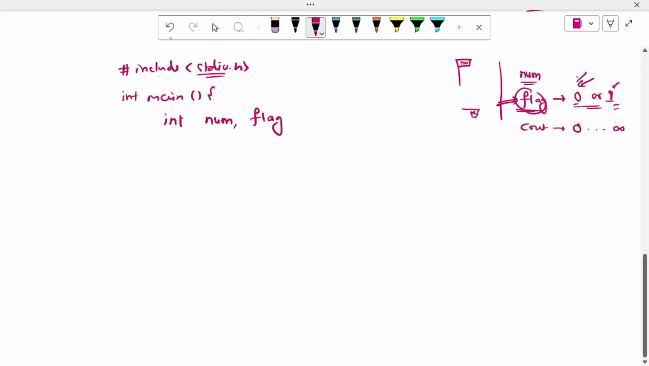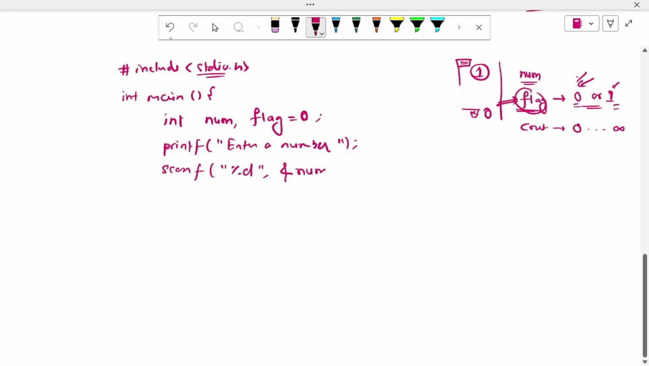Initially I will not raise the flag, so I'll make it 0. If you raise the flag, it means it is 1. If you don't raise the flag, it is 0. Now I am going to ask the user to enter a number, because if you want to check whether a number is prime or not, first you need to take the user input. So I am going to take user input with scanf("%d", &num).